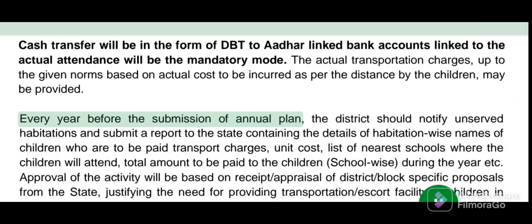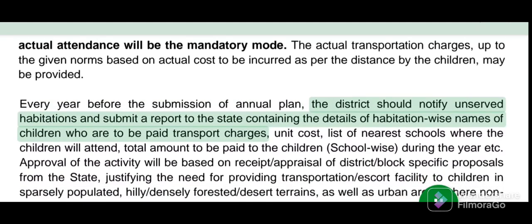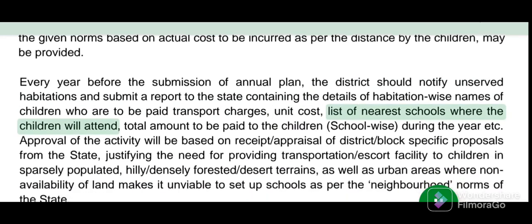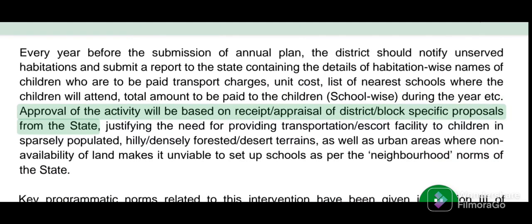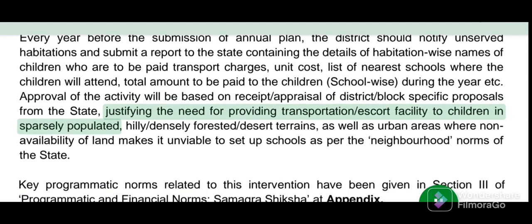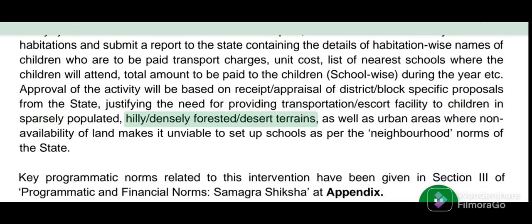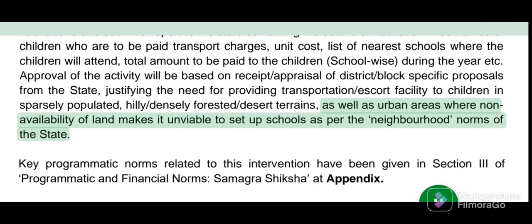Every year before the submission of the annual plan, the district should notify unserved habitations and submit a report to the state containing the details of habitation-wise names of children who are to be paid transport charges, unit cost, list of nearest schools where the children will attend, total amount to be paid to the children school-wise during the year, etc. Approval of the activity will be based on receipt and appraisal of district and block-specific proposals from the state, justifying the need for providing transportation or escort facility to children in sparsely populated, hilly, densely forested, desert terrains, as well as urban areas where non-availability of land makes it unviable to set up schools as per the neighborhood norms of the state.